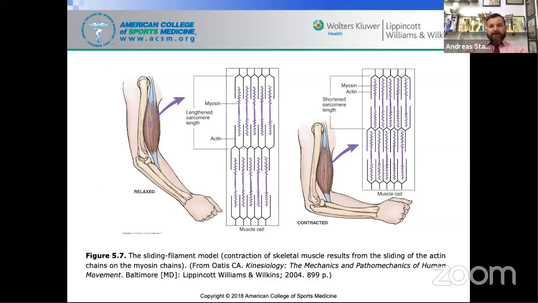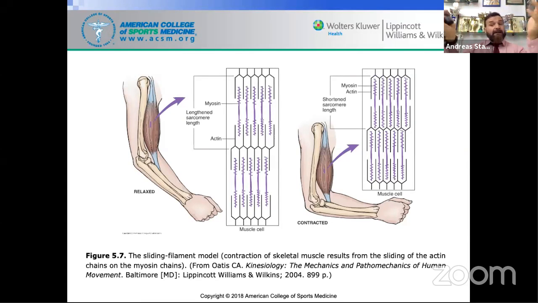Let's take the bicep. Actin, thin; myosin, thick with cross bridges. Okay? Here, relaxed. Here, we have contraction. So if you see this, it's the same line, but here, when the muscle contracts, you can see this difference from here to here, right? So it becomes smaller, it contracts. The length becomes smaller.